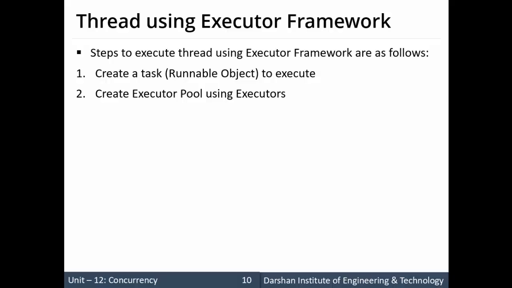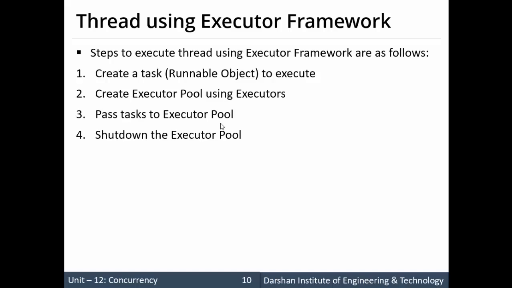Then we need to create the executor pool for using executors. The next step is to pass the task to the executor pool. That means the task created in step 1 is to be passed to the executor pool created in step 2. Later, after the executor pool executes all the tasks, we need to shut down the executor pool. So these are the four steps to run the thread using executor framework.